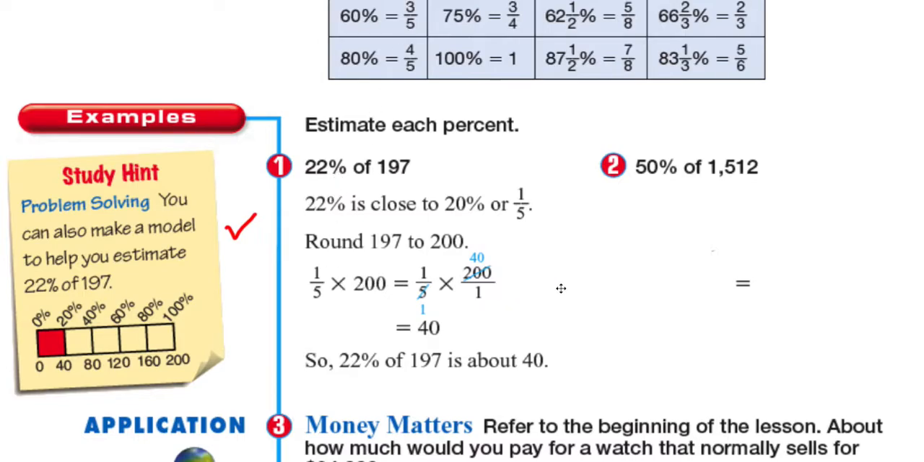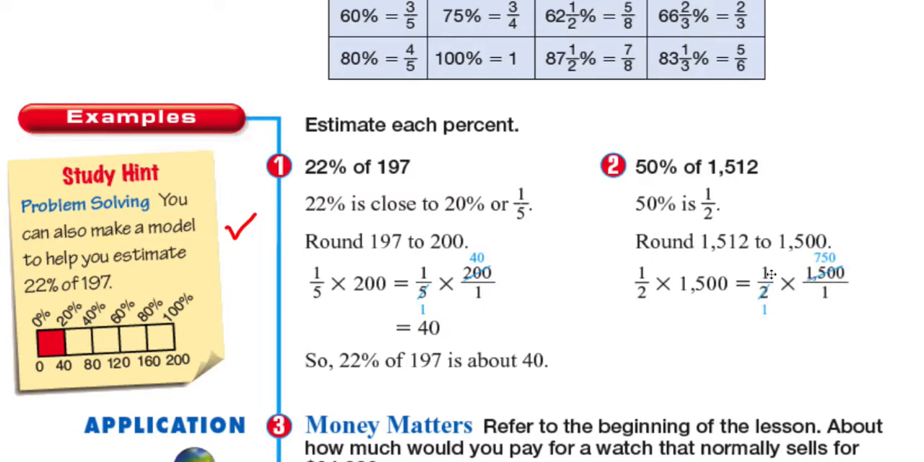Let's take a look at 50% of 1,512. We know that 50% is 1/2, so we don't have a problem with that. It's exactly 1/2. All we need to do is round 1,512 to 1,500. Then we get 1/2 of 1,500, and 1/2 of 1,500 is 750, because 1,500 cross cancels with 2, and you end up with 750. So 50% of 1,512 is about 750.